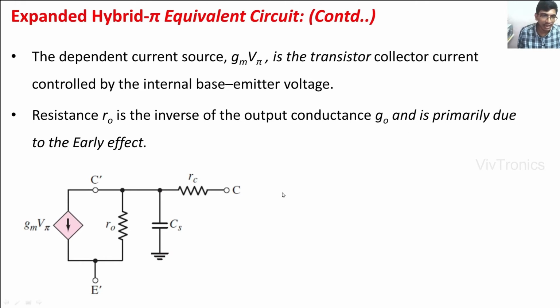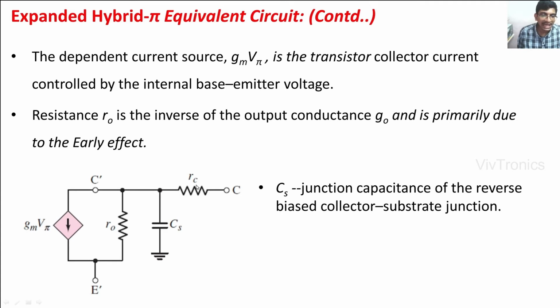We already know how it is, and this RC is the series resistance which was connected between the external collector to the internal collector terminal. Okay, so here CS is the junction capacitance. As we already know, the output side circuit is reverse biased.